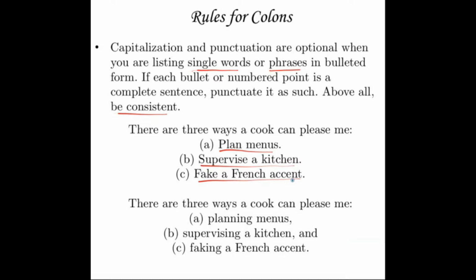There are 3 ways a cook can please me: planning menus. Well, all of a sudden that's not an imperative anymore, so it's not a complete sentence. Supervising a kitchen, and faking a French accent. So we don't need to capitalize the P, the S, and the F as we did up here, because these are complete sentences, and these are not. And you'll notice you use the colon in both places.